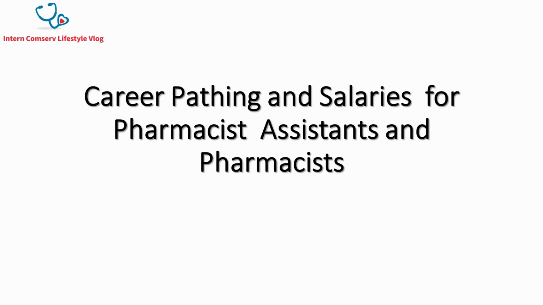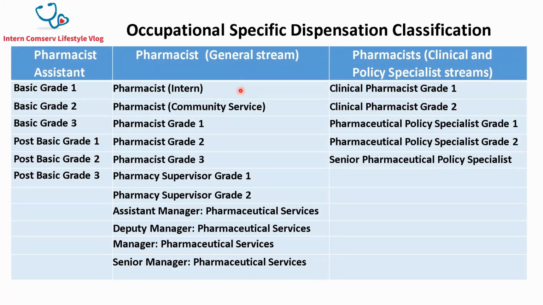In 2009, the Occupational Specific Dispensation for Pharmacists and Pharmacy Assistants was created. This resulted in a career path and an improvement in the salaries for both the pharmacists and the pharmacy assistants in South Africa. The Occupational Specific Dispensation resulted in three categories being created, one being the pharmacy assistant, secondly the pharmacist under the general stream, and the pharmacist under the clinical and policy stream.